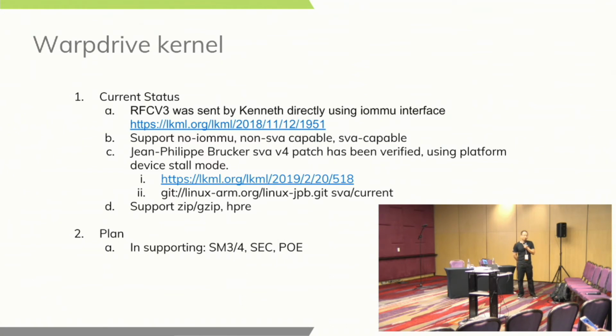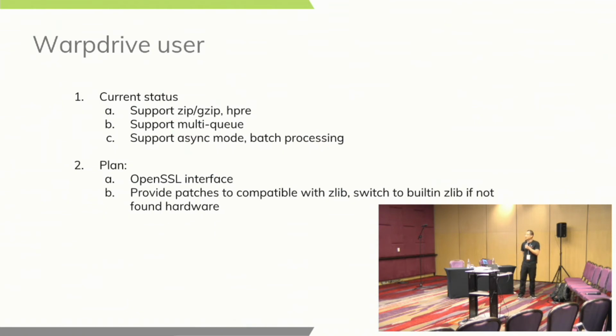Currently, we support zip, gzip, and hyper accelerator. In our plan, our colleagues are now supporting SEC, PoE, SM3 and 4. It may be released several months later. In the user space, multi-queue is currently supported, and it also supports async mode. You can do batch processing. You can send several commands and trigger them to run together to get better performance.